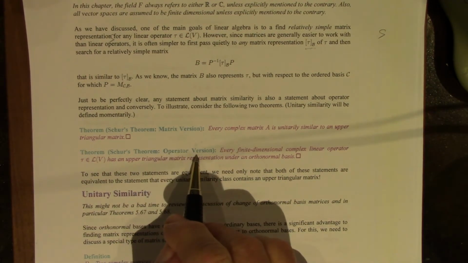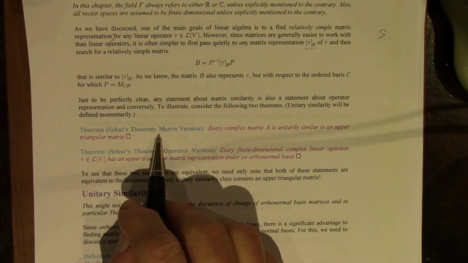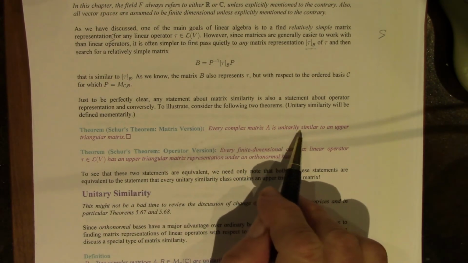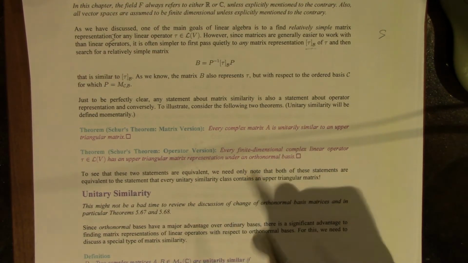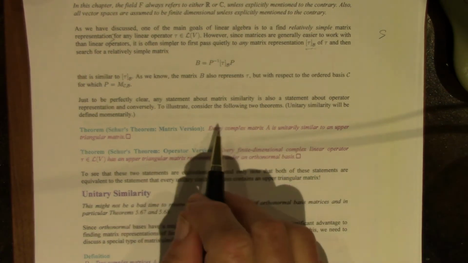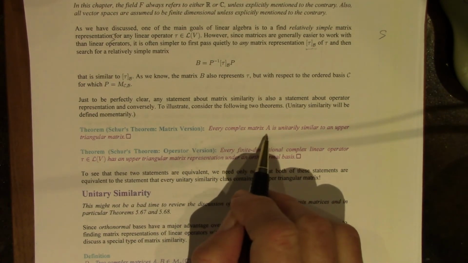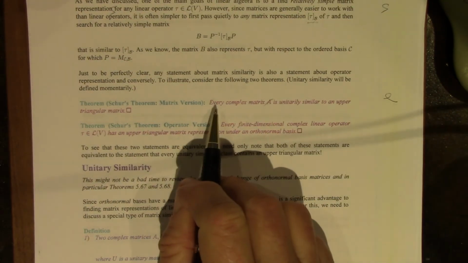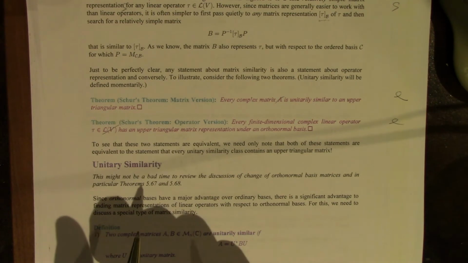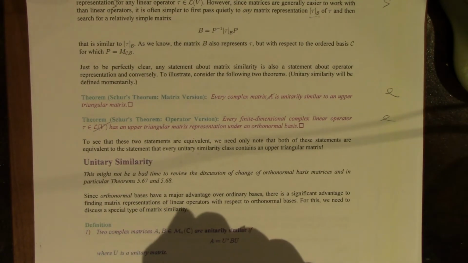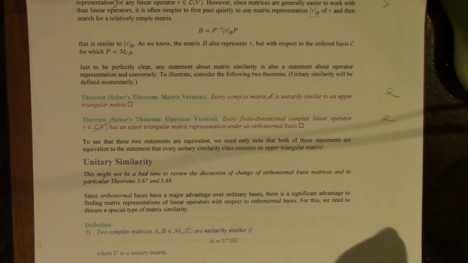Here are two versions of Schur's theorem. We discussed unitary similarity briefly before. We'll do it again very soon, so don't worry about that term right now. The matrix version of Schur's theorem says every complex matrix is unitarily similar to an upper triangular matrix. The operator version says every finite dimensional complex linear operator has an upper triangular matrix representation under an orthonormal basis.